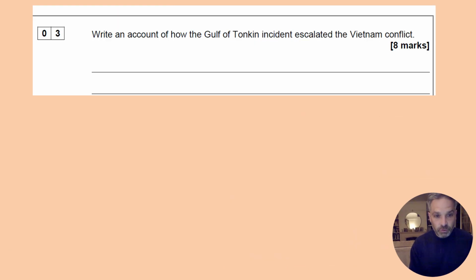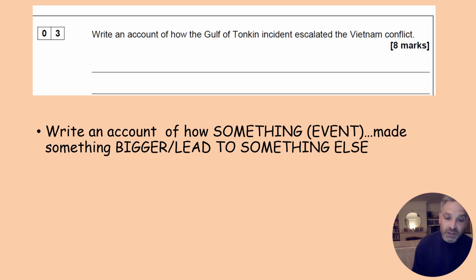Now, next one is an 8 marker. So that's about 10 minutes. And for this one, it's always "write an account of something." So what is that asking you? It will ask you about an event. In this case, it's the Gulf of Tonkin.